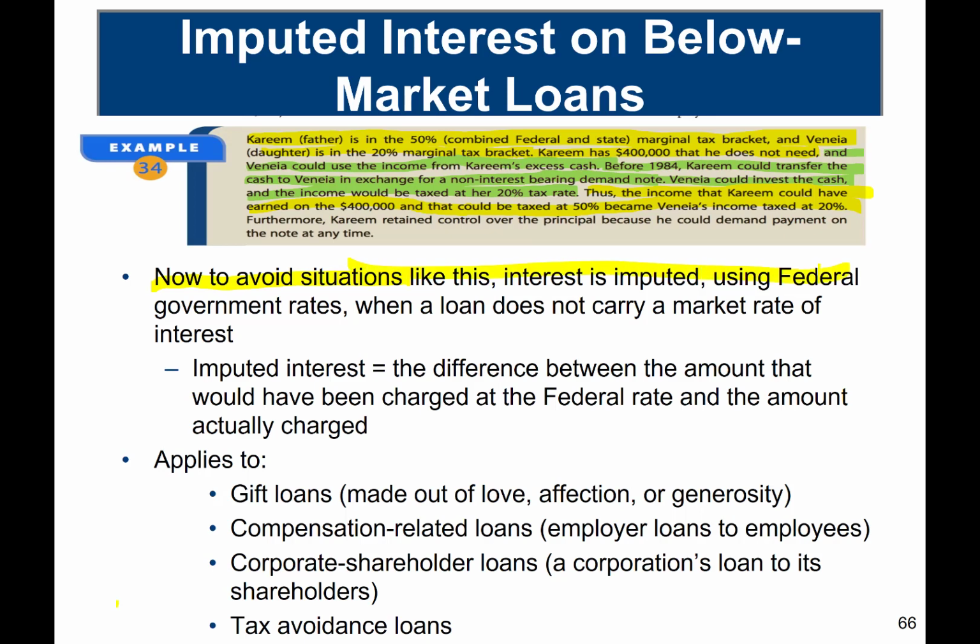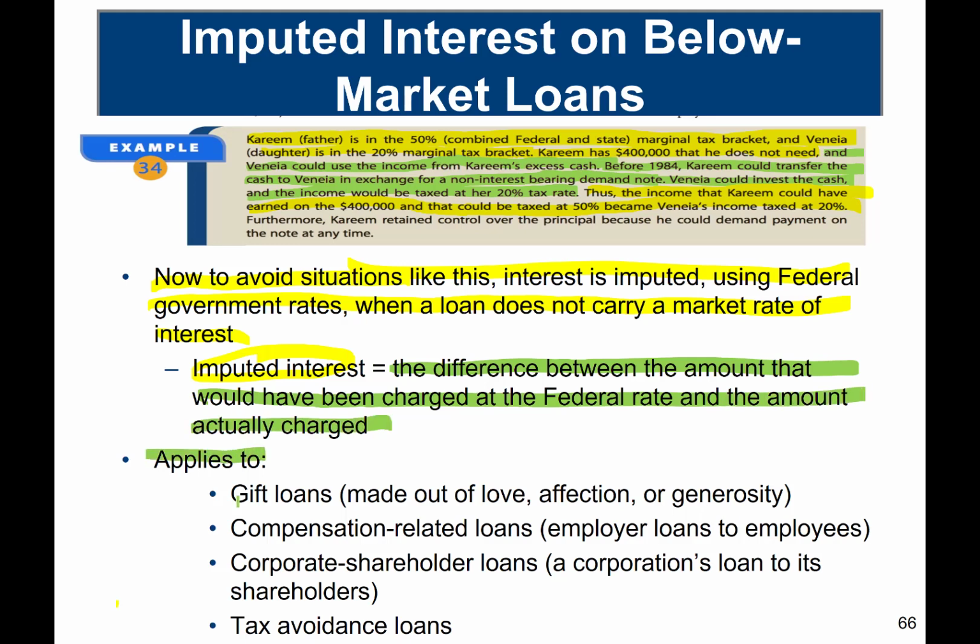Interest is imputed using a federal government statutory rate when a loan does not carry a market rate of interest. So we'll have to figure out the imputed interest, and the person that passed the money on, that supposedly loaned the money at these below-market rates, will have to pay the tax on the difference between the statutory rates and whatever rate they charged. Even if the rate was zero, it would just be that difference: the amount that would have been charged at the federal rate and the amount actually charged.